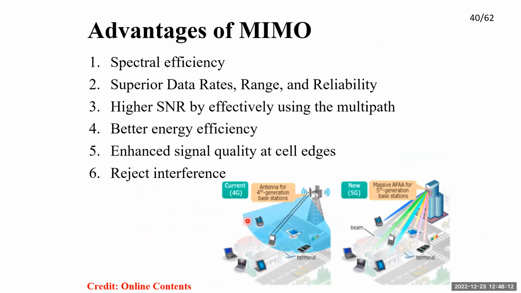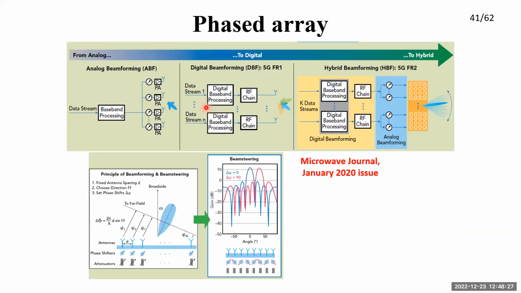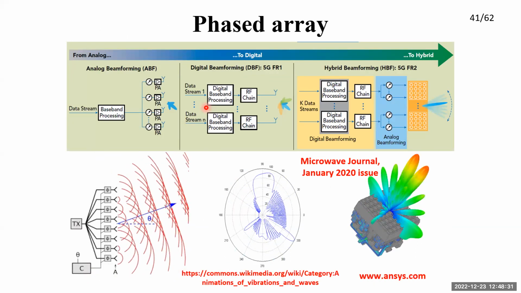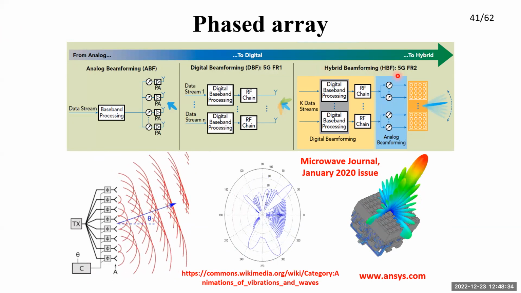So in order to reject the interference, I can use pencil beams pointing towards the user. I will just send a null, meaning zero signal, towards the interferer. So many advantages are there. Then any phased array will have this kind of architecture: analog beamforming, digital beamforming, hybrid beamforming.